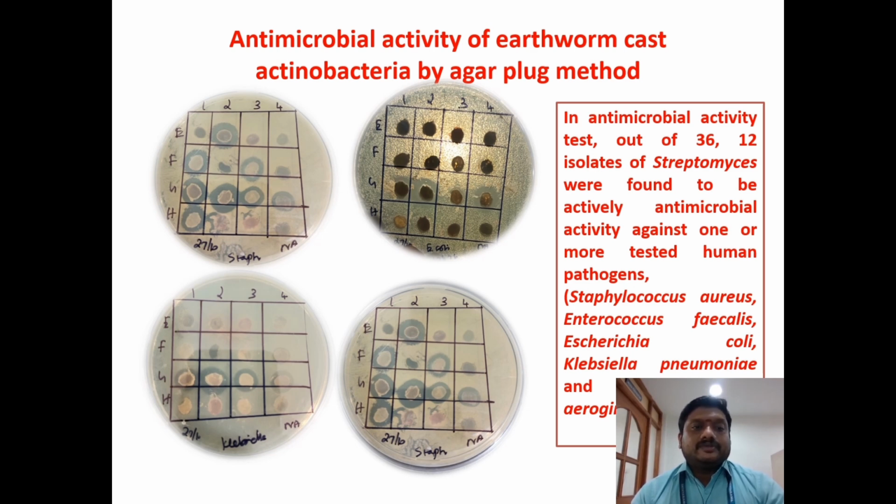This is the antimicrobial activity. Out of 36 actinobacterial strains screened, 12 isolates of Streptomyces were found to be actively showing antimicrobial activity against one or more test pathogens. So this is a very important thing about the actinobacteria from less explored ecosystems.